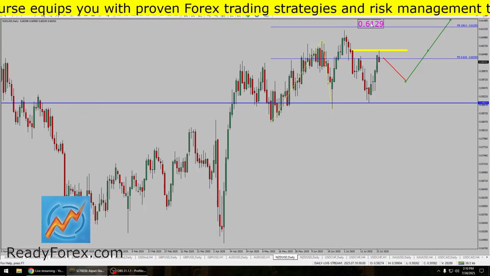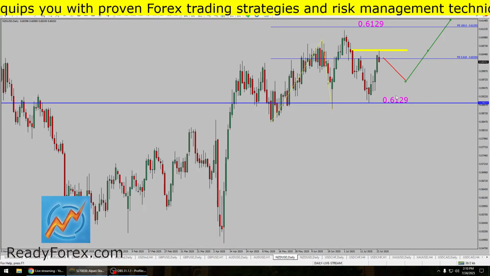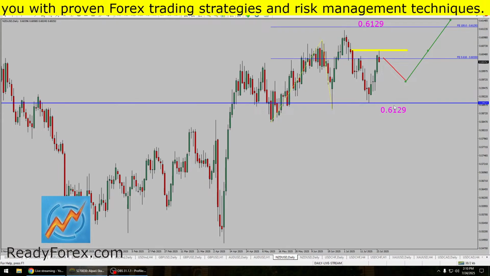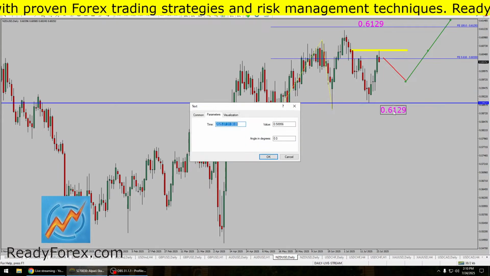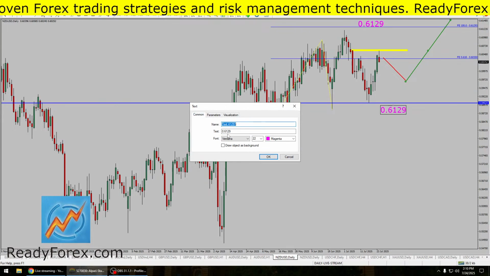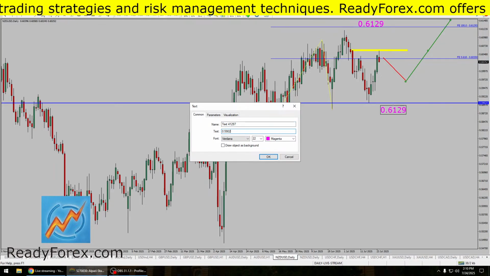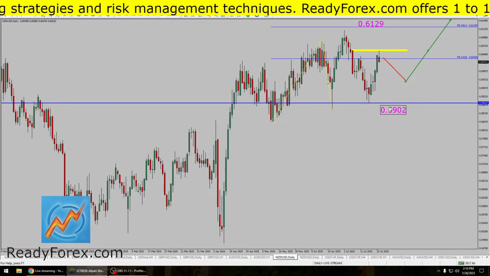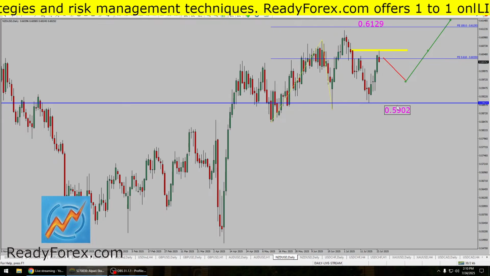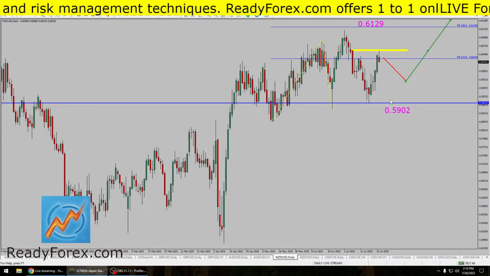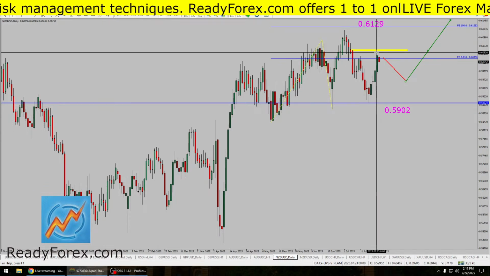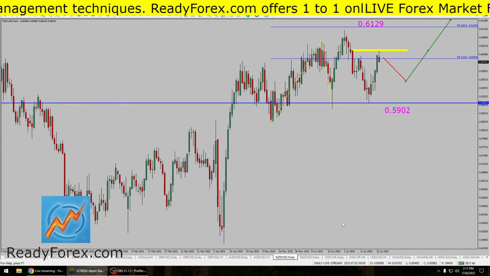However, let's say we do get a breakdown below the support level, below the 0.5902 level. Let me write it down. 0.5902. So if we do get a break below this area, then obviously the uptrend is going to end, and the bullish running triangle pattern is going to fail.